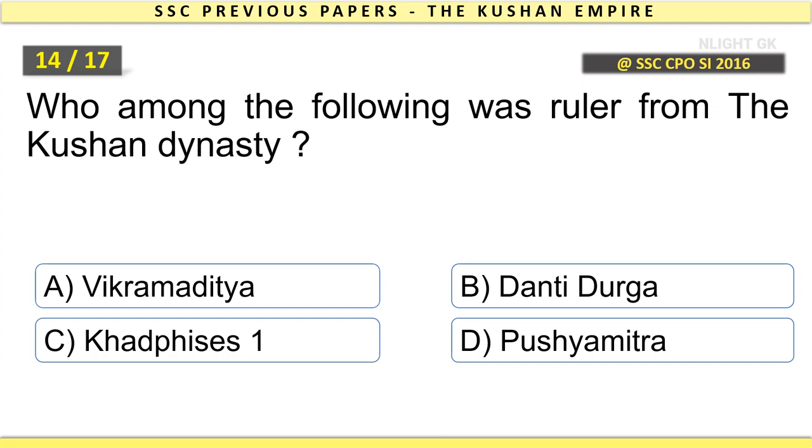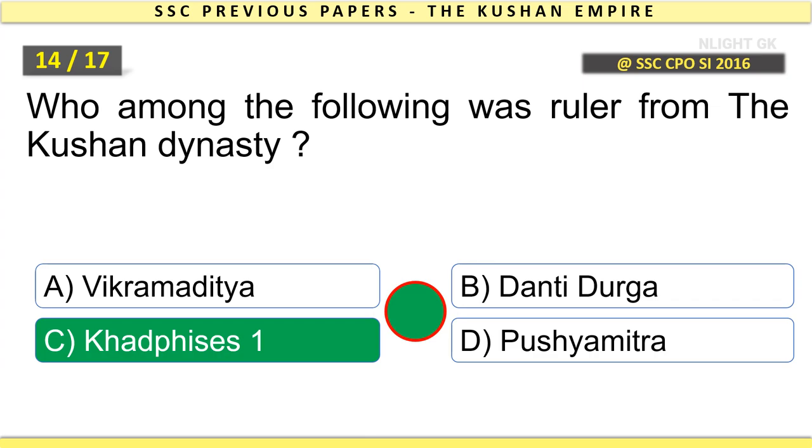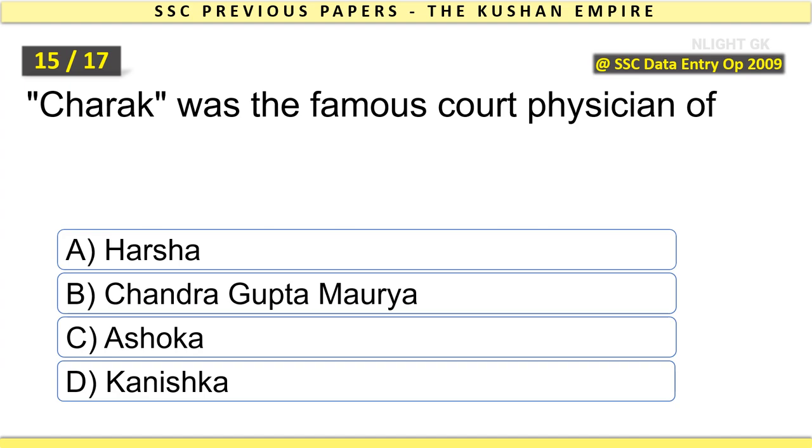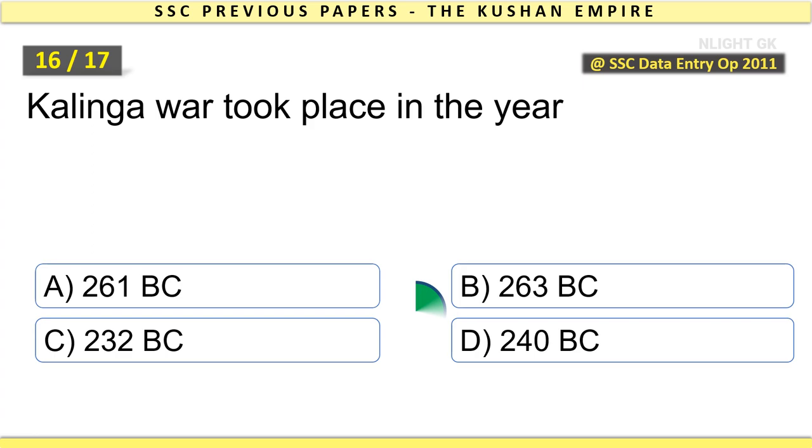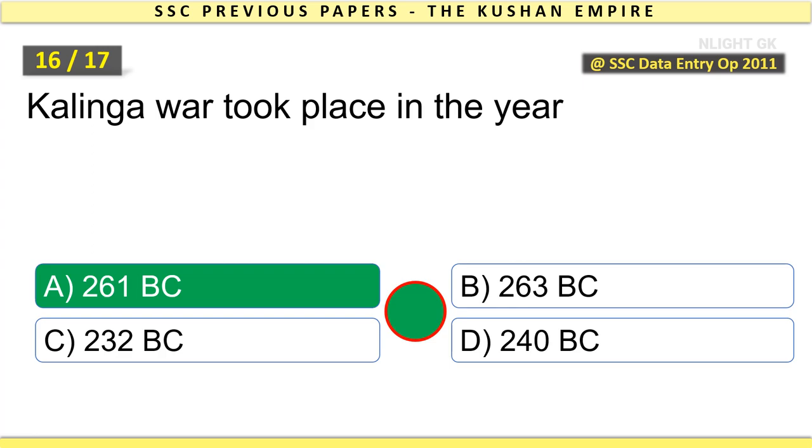Who among the following was a ruler from the Kushan dynasty? Kadphises I. Charaka was the famous court physician of Kanishka. Kalinga War took place in the year 261 BC.